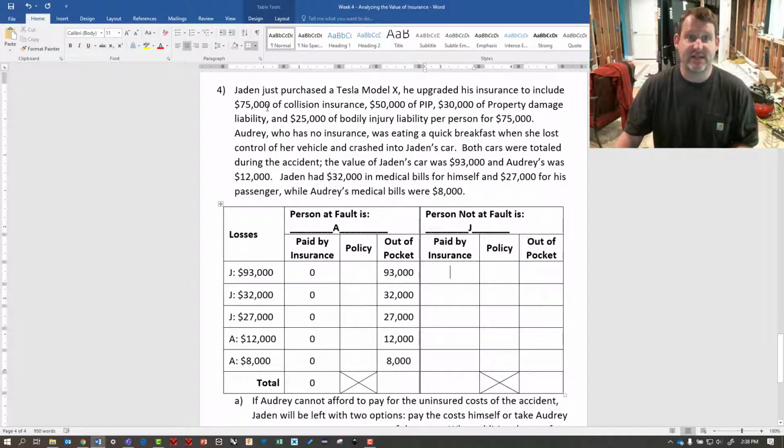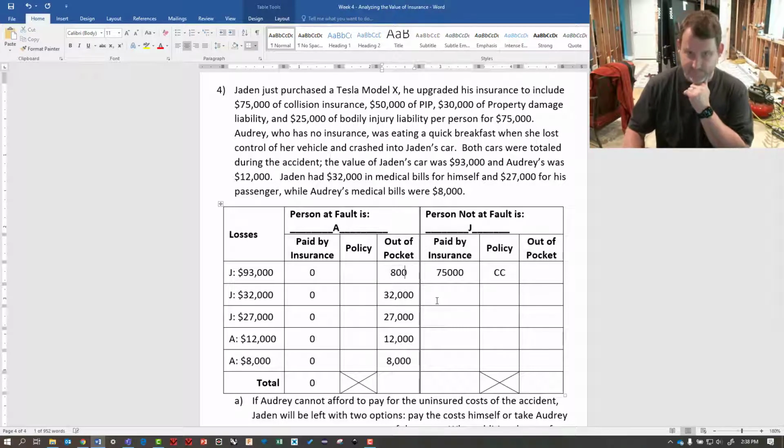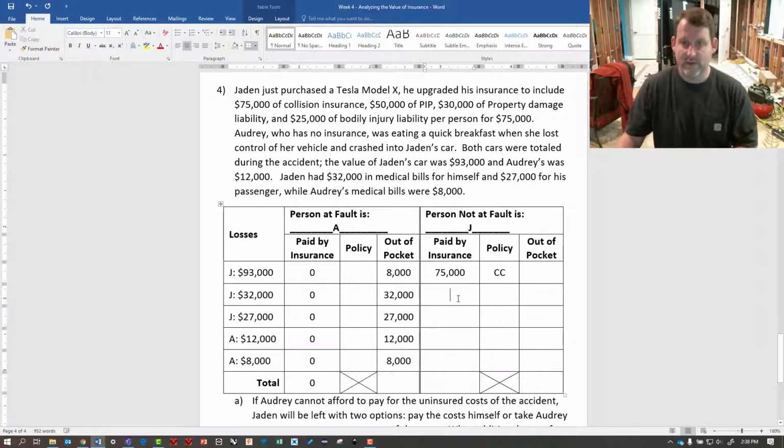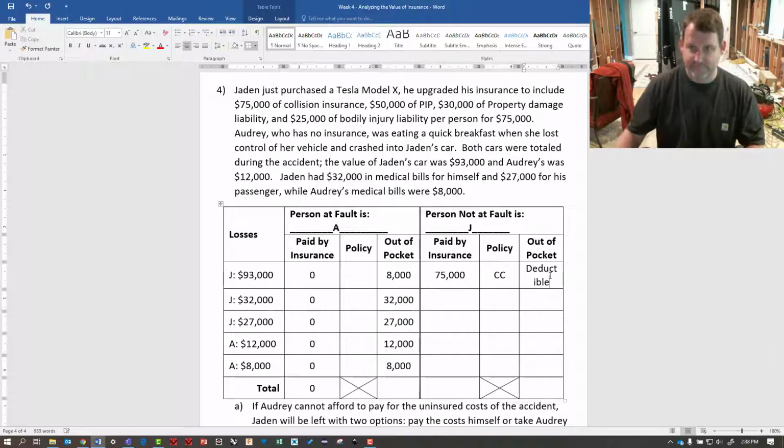Paid by his insurance. He has collision insurance, which protects his property. So here, $75,000 covered by his insurance, and that's the collision coverage. So left over, that reduces this for Audrey, actually, which helps her out some by a tune of, what's that, $8,000. So she has $8,000 she still owes Jaden. Okay. Now at this point, Jaden's out of pocket for this is the deductible. So he's going to have to pay his deductible to use his insurance like this.